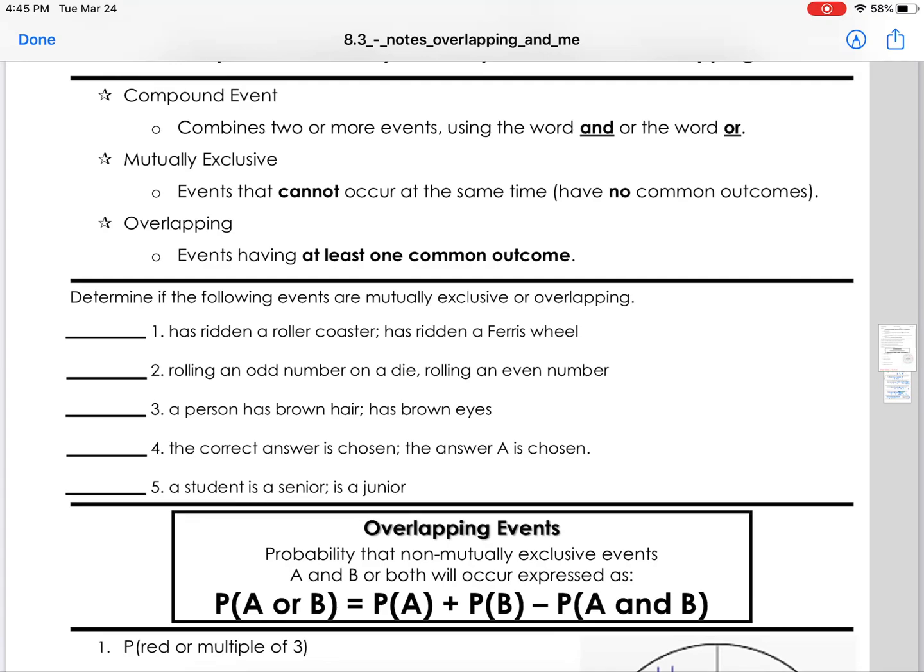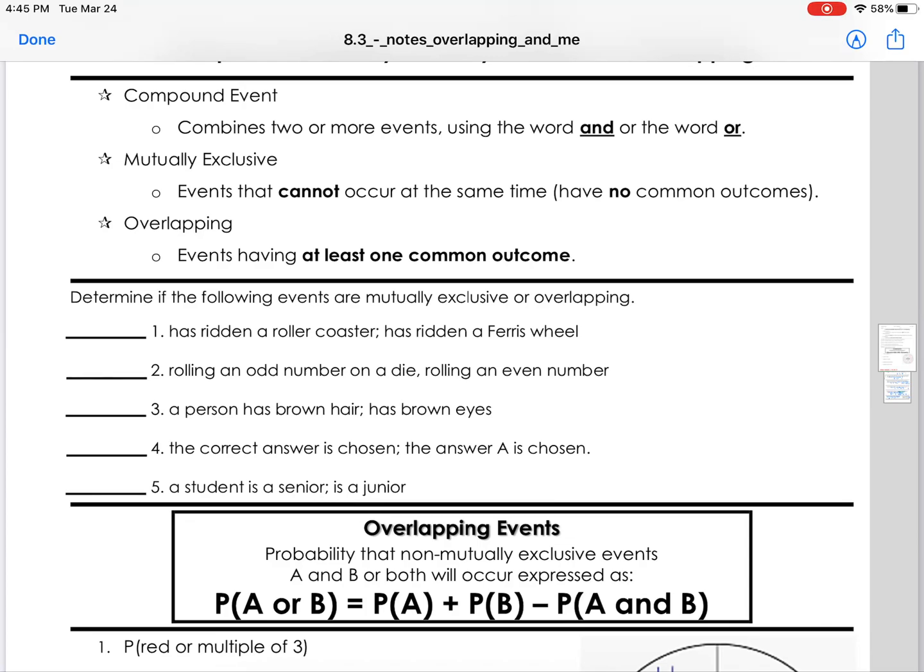This is Miss Acton. We're going to go over 8.3 notes talking about overlapping and mutually exclusive events having to do with probability. Sometimes you need to calculate the probability of more than one thing occurring at the same time, and that would be the compound event.